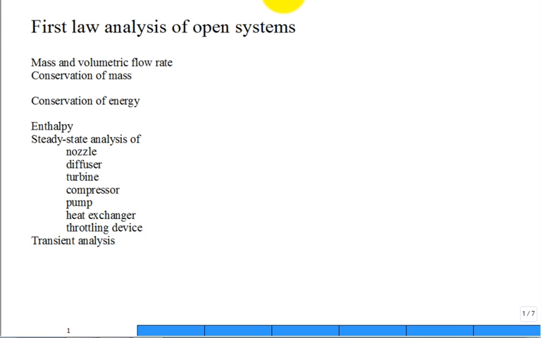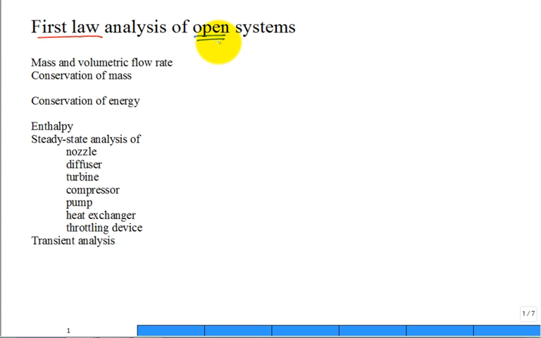All right, so we're into now applying the first law of thermodynamics, dealing with the conservation of energy. And we have energy in different forms and transfer of energy with heat as well as work. But we apply it now to an open system. We've applied it so far to closed systems.